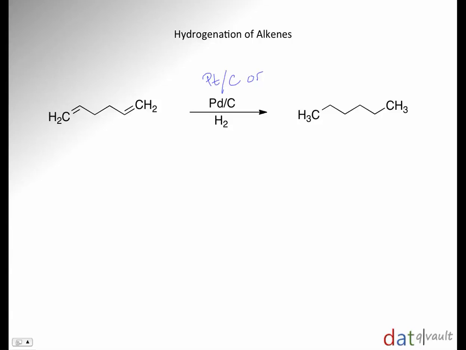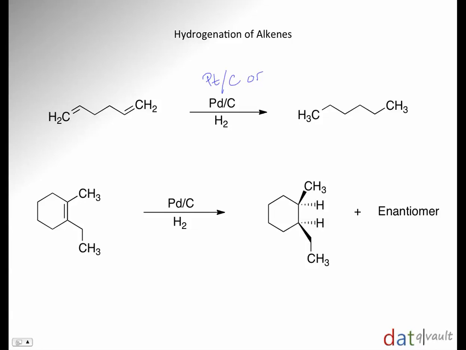So with an atmosphere of H2 and our catalyst of choice, we can reduce this alkene, even dialkenes, trialkenes, doesn't really matter. As many alkenes are in the molecule that will be reduced, they'll all get reduced down to a simple alkane.